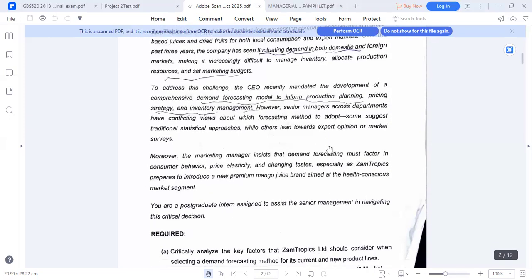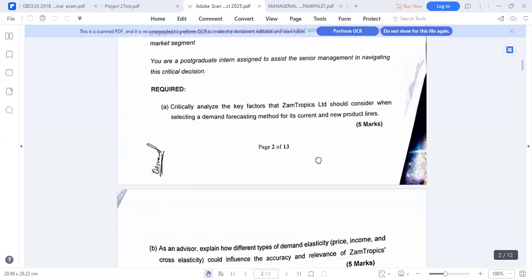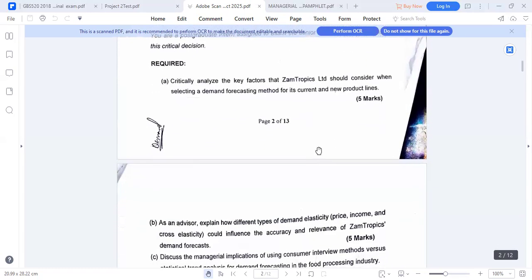Moreover, the marketing manager insists that demand forecasting must factor in consumer behavior, price elasticity, and changing tastes, especially as Zamtropics prepares to introduce a new premium mango juice brand aimed at the health-conscious market. You are a postgraduate intern assigned to assist the senior management in navigating this critical decision. (a) With 5 marks, critically analyze the key factors that Zamtropics should consider when selecting the demand forecasting method for its current and new product lines.